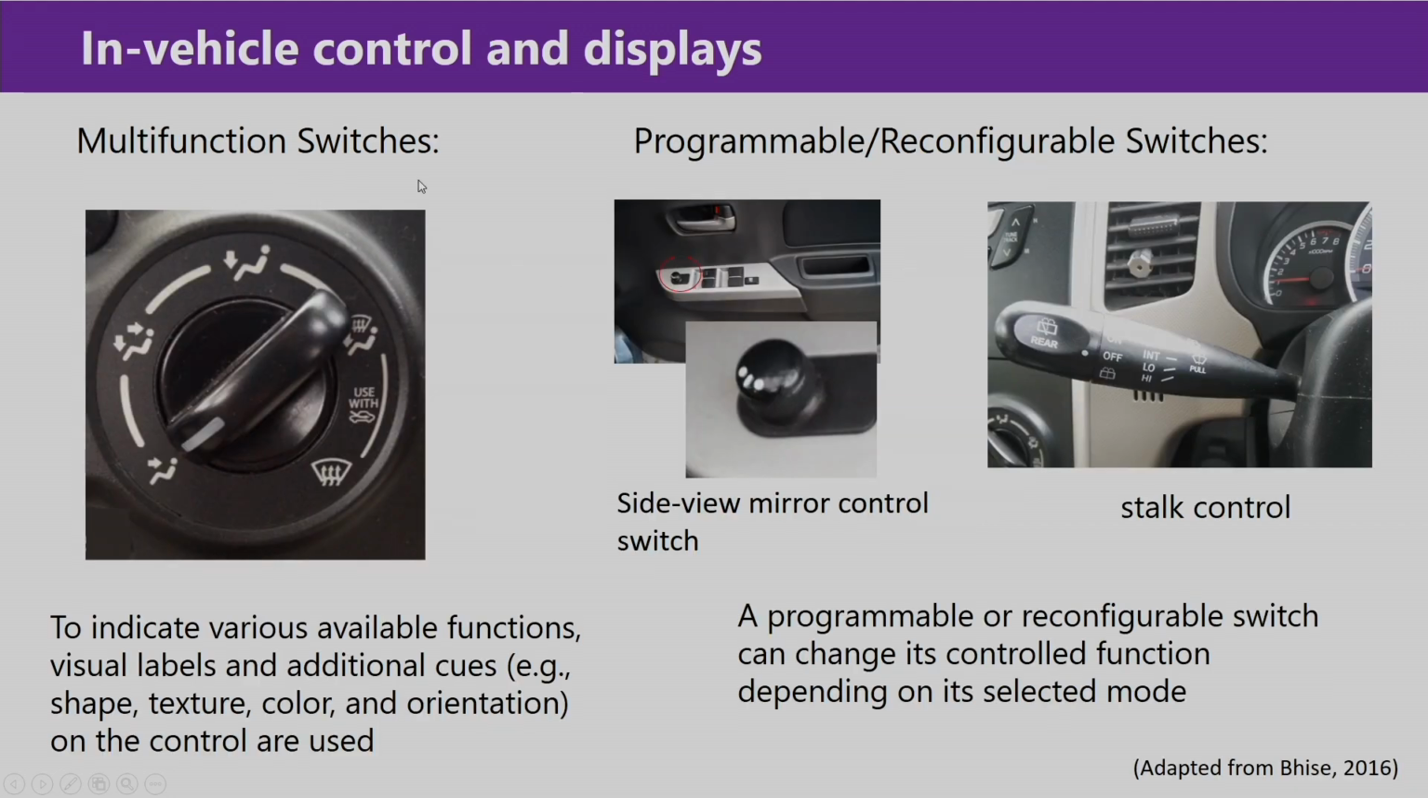There are also multifunctional switches. Here is one example. This is for control of the AC vent, the direction of the airflow, whether it will come from the front or towards the leg. If we rotate this control, we can set it at different positions, and accordingly achieve different types of settings. To indicate various available functions, visual labels and additional cues such as shape, texture, color and orientation are provided on these controls. This is one example of multifunctional switches. With the same switch, based on different settings, we can achieve different types of operation.